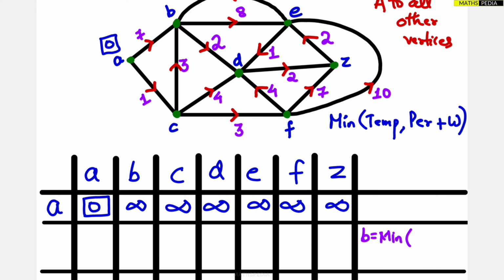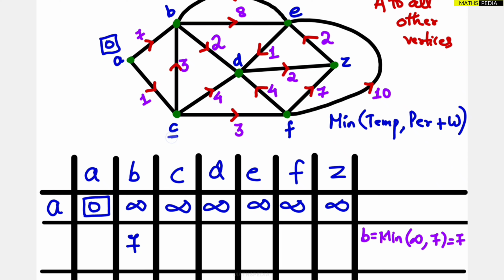So the minimum value of infinite (the temporary label) comma 0 plus what is the weight? The weight for A to B, right? A to B, that is 7. So what is 0 plus 7? 0 plus 7 is 7 itself. So the minimum value between infinite and 7 is 7. So you have got the new value for B, which is 7.